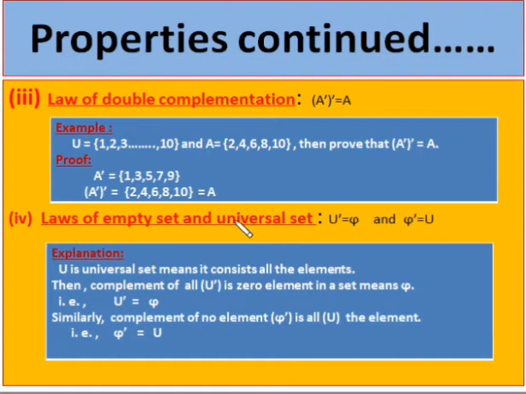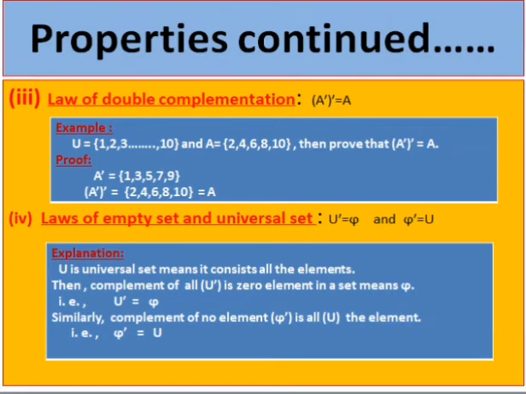Now the law of empty set and universal set. The complement of the universal set is nothing, and the complement of nothing is all. The universal set consists of all the elements. The complement of the universal set is equal to the null set, and the complement of the null set is equal to the universal set.